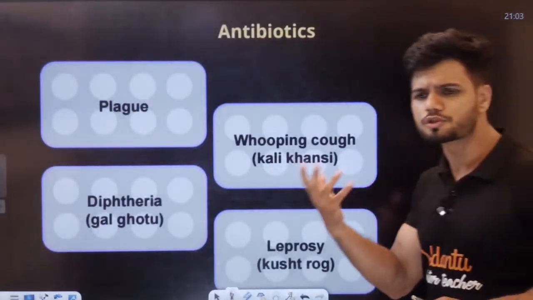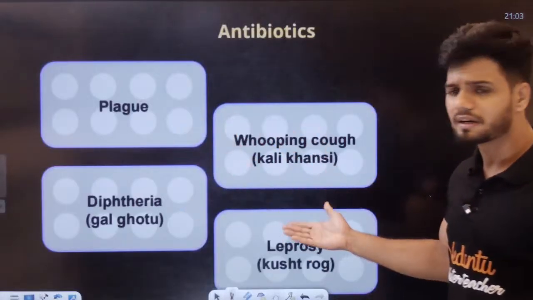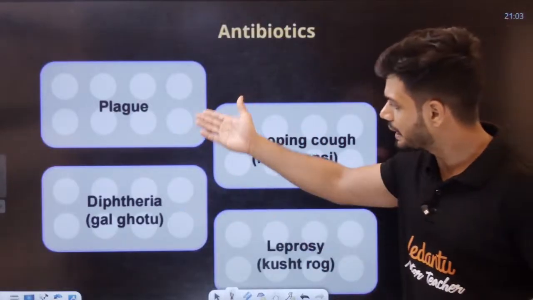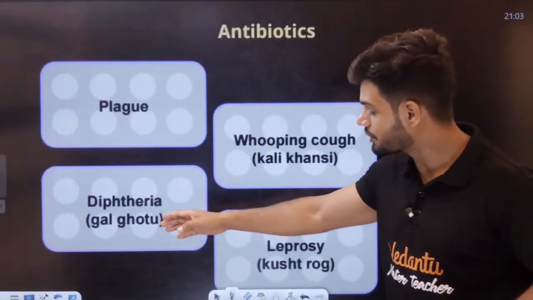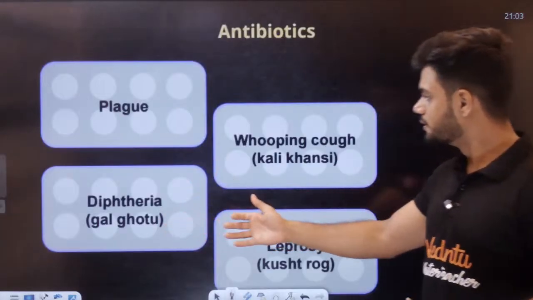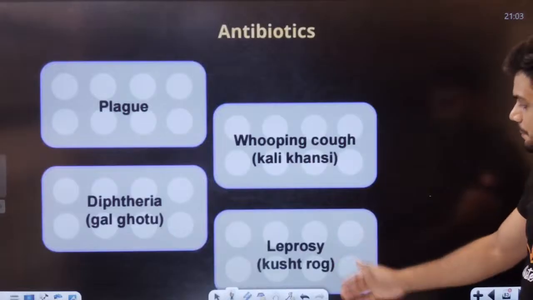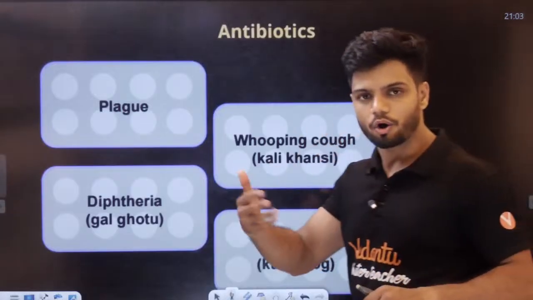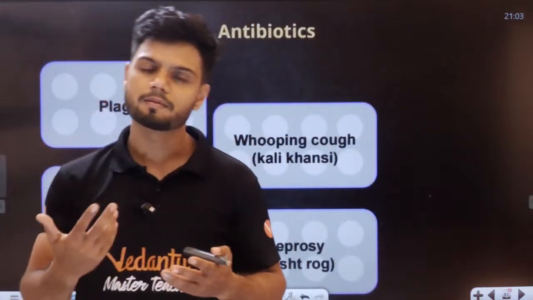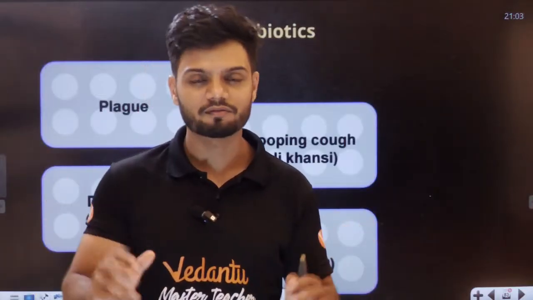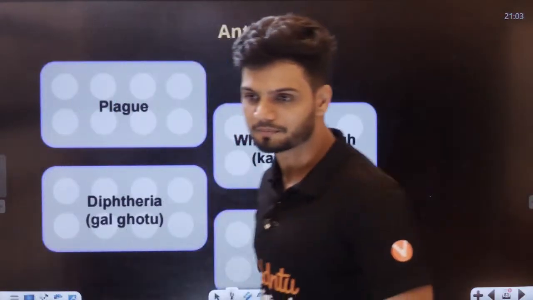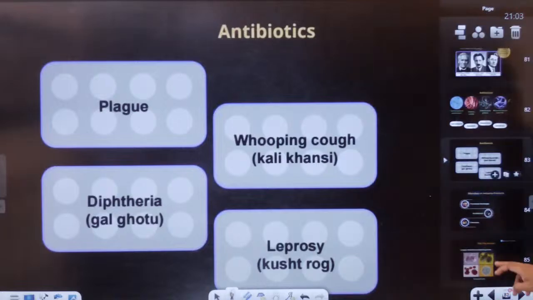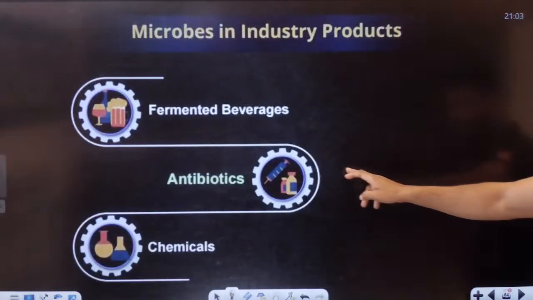Now, what is the use of antibiotics? Obviously, against different types of bacterial diseases: plague, diphtheria, that is gal ghotu, then whooping cough, that is kali khansi, leprosy, that is kusht rog. Antibiotics can fight against all of these. Very good, students. Okay, antibiotics is done.